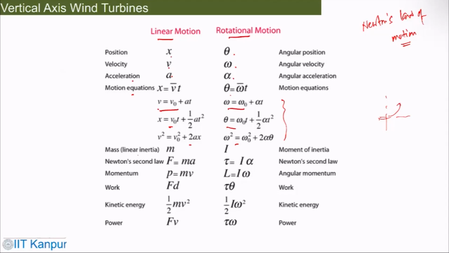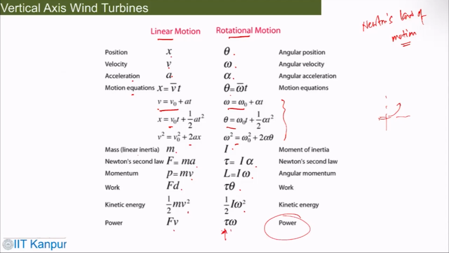Then the linear inertia m, then moment of inertia I; F equals ma, tau equals I alpha; momentum mv, angular momentum I omega; work Fd, tau theta; half mv squared, half I omega squared; power Fv, tau omega. So this is what we are interested in, so that once we get the torque, we get the power with respect to that.